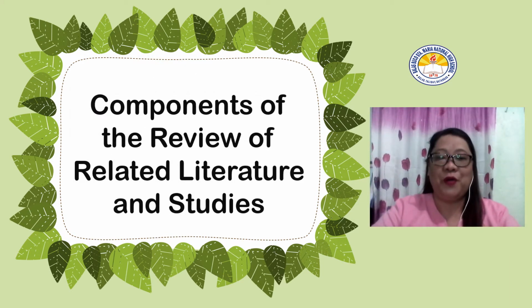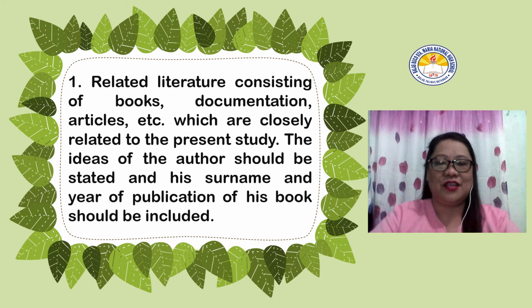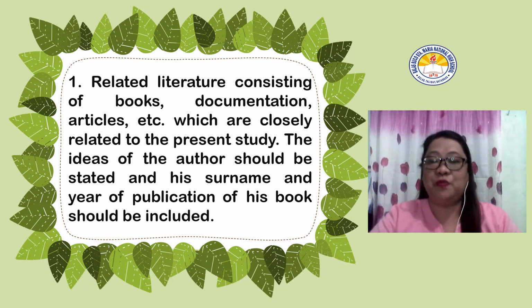Here are the components of the review of related literature and studies. Number one, related literature consisting of books, documentation, articles, which are closely related to the present study. The ideas of the author should be stated, and his surname and year of publication of his book should be included.